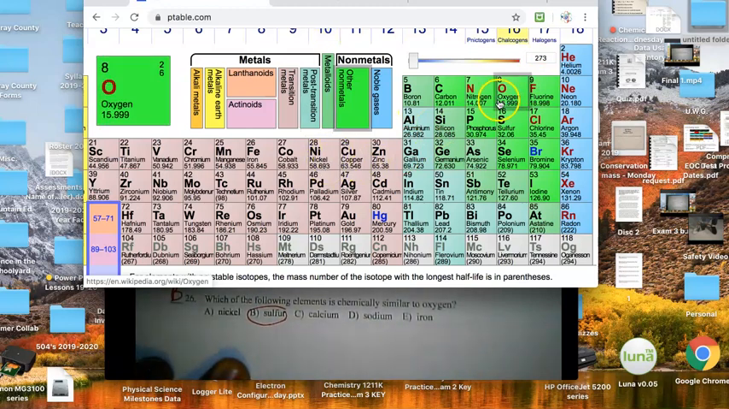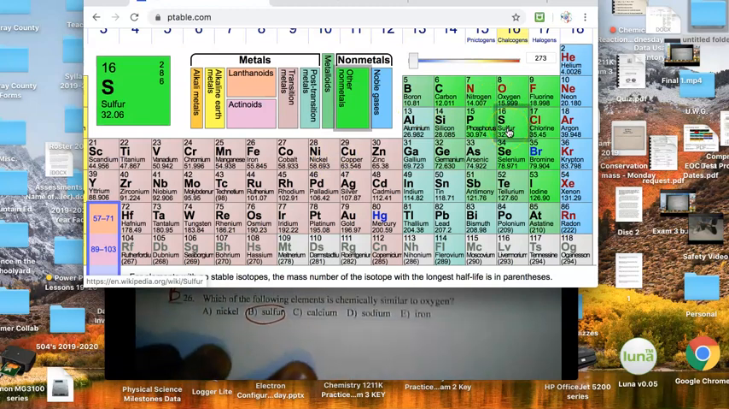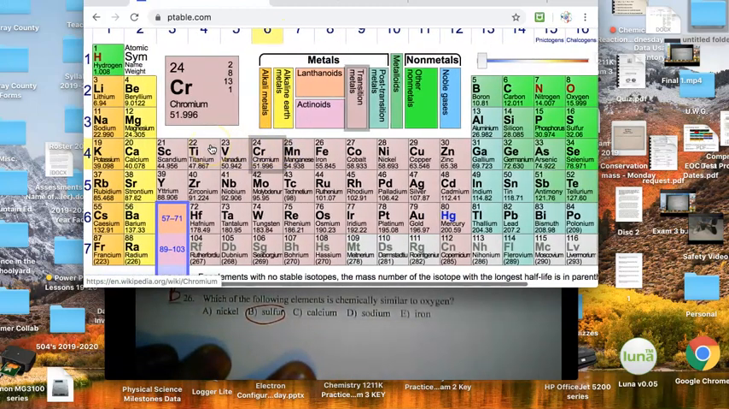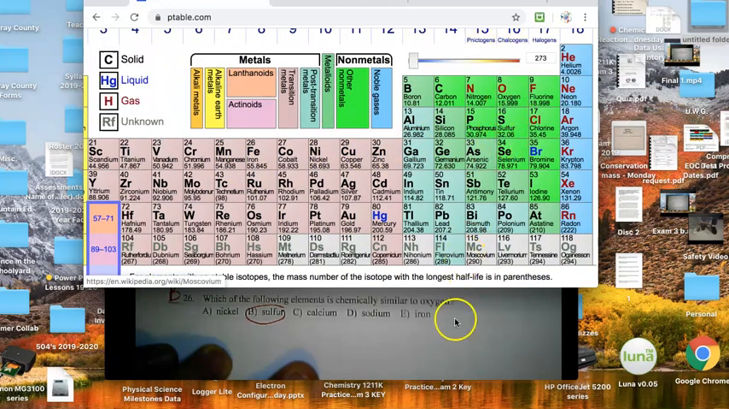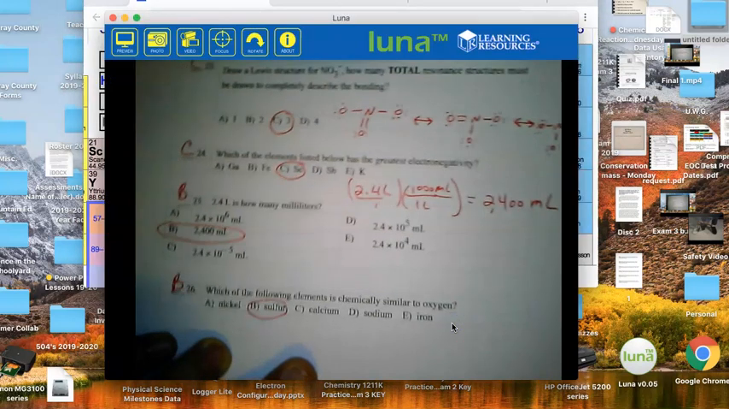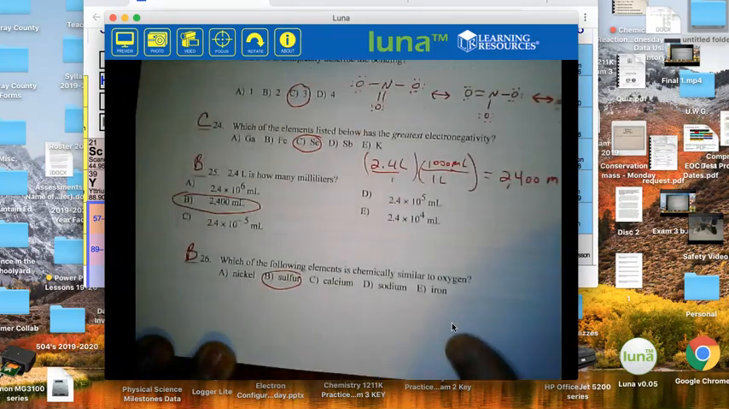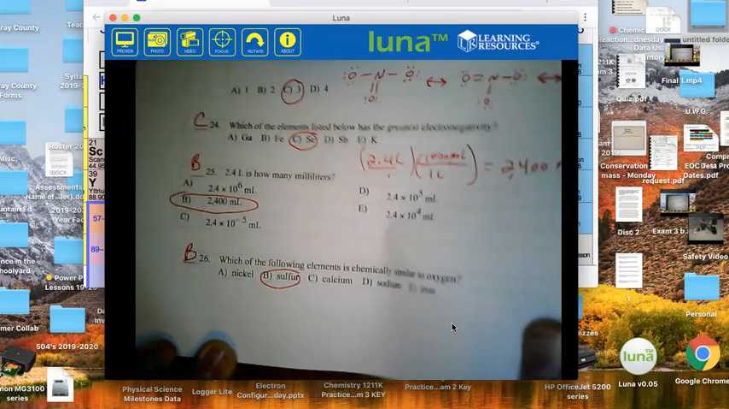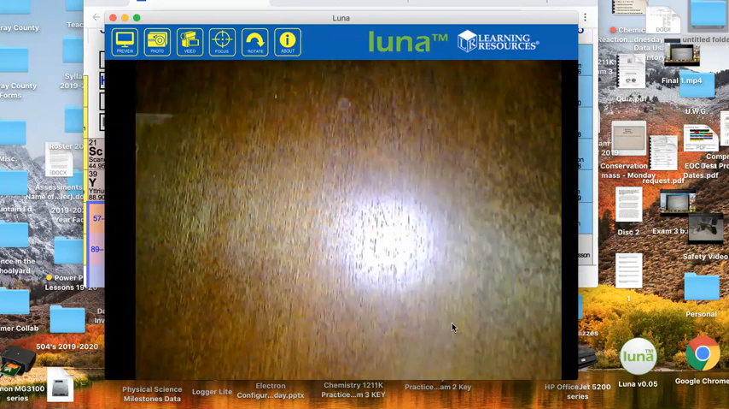Sulfur is, okay. Calcium is not. It's way over on the other side here. Sodium is not. And then iron is in the middle here. So obviously sulfur is in the same family as oxygen, so it's chemically similar to oxygen because it's in the same family.